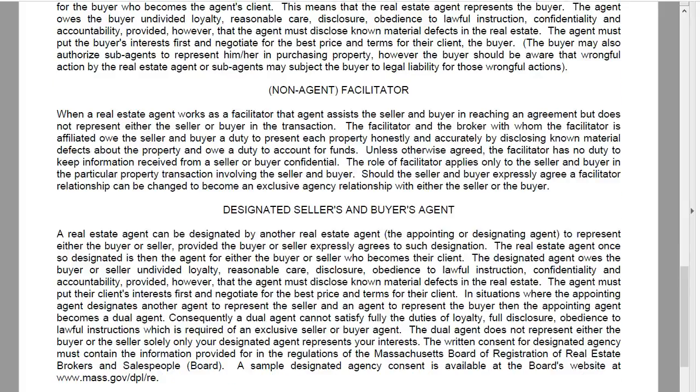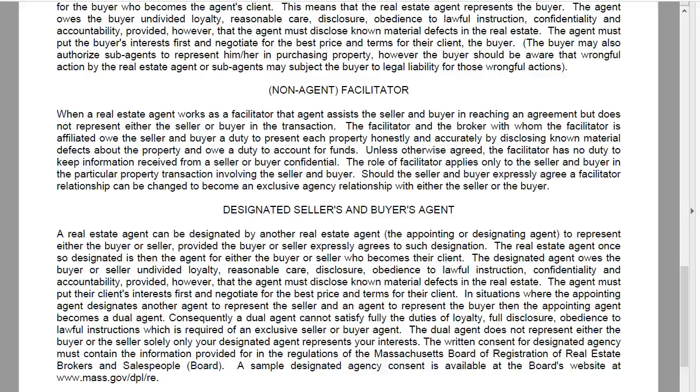Non-facilitator, or non-agent facilitator. So in this particular case here, when a real estate agent works as a facilitator, that agent assists the seller and buyer in reaching an agreement, but does not represent either the seller or the buyer in the transaction. The facilitator and the broker with whom the facilitator is associated owe the seller and the buyer a duty to represent the property honestly and accurately by disclosing known material defects about the property, and owe a duty of accounting of funds.